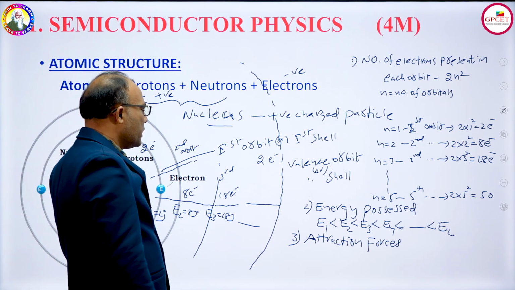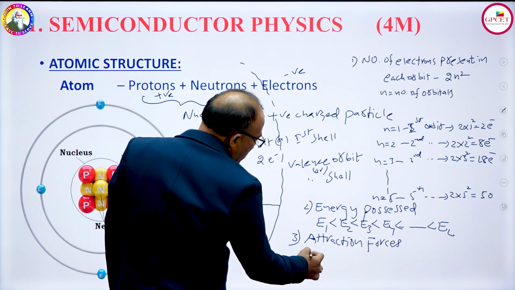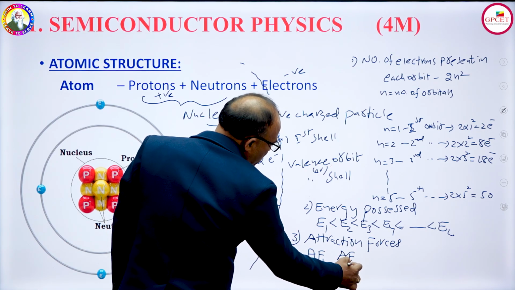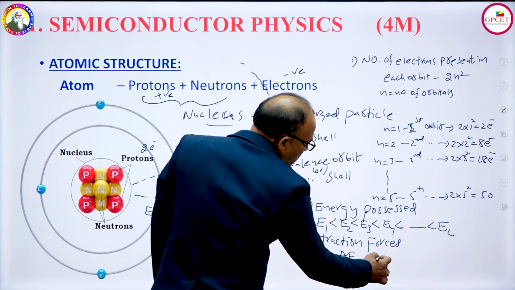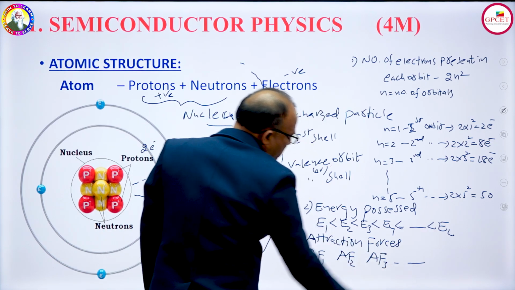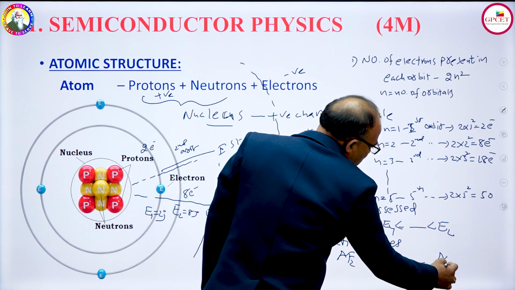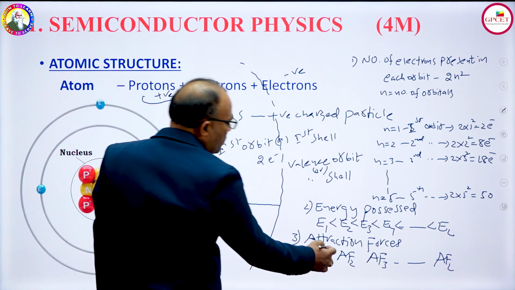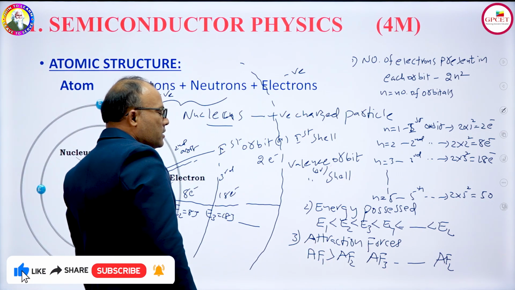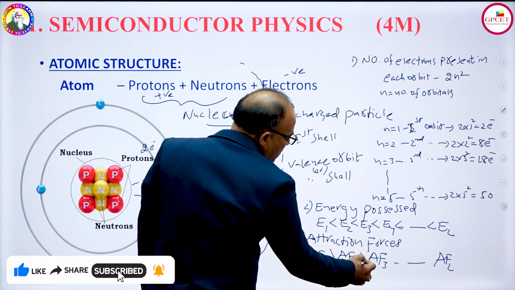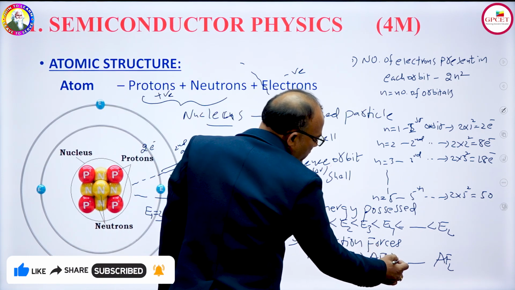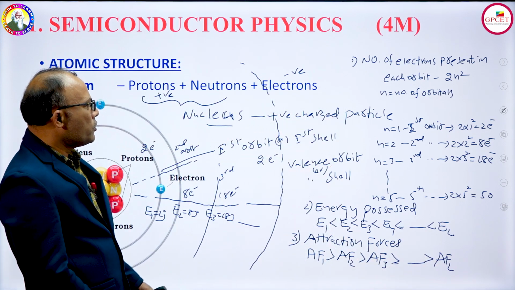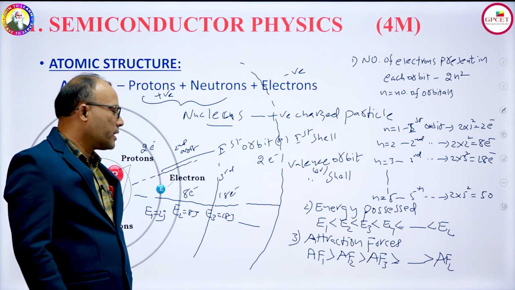So I can say that if you consider the attraction force of the first orbit as AF1, of the second orbit as AF2, of the third orbit as AF3, and so on, up to the attraction force of the last orbit as AFL, then the first orbit is always much more attracted towards the nucleus compared to the second orbit, similarly compared to the third orbit, the fourth orbit, and the last orbit. So these are the most important points that come into consideration in GATE examinations.